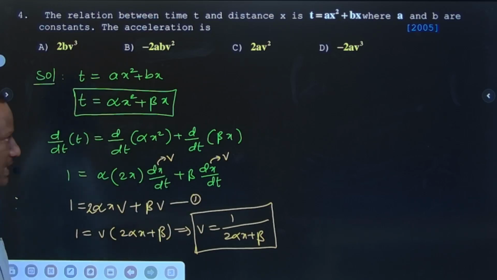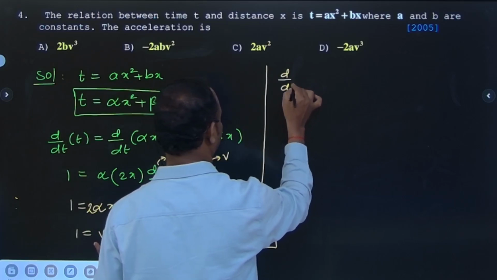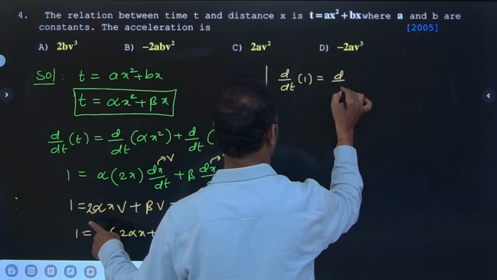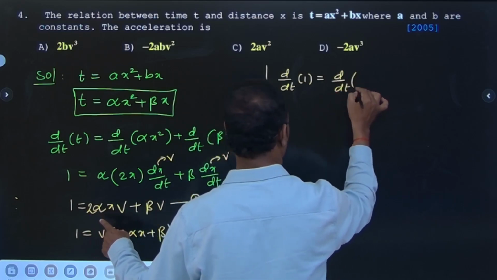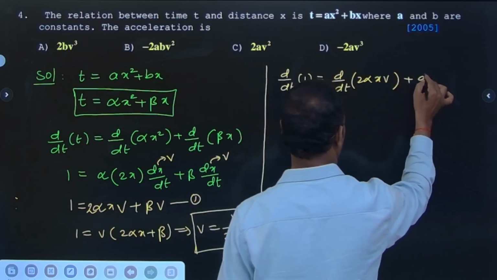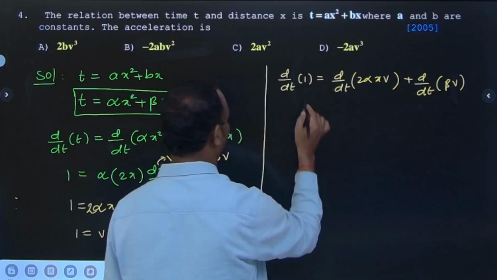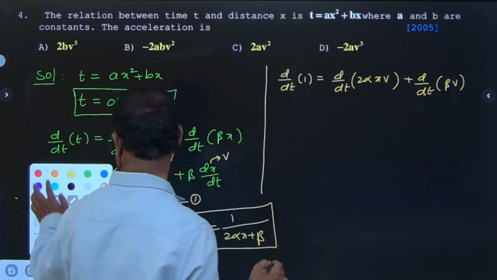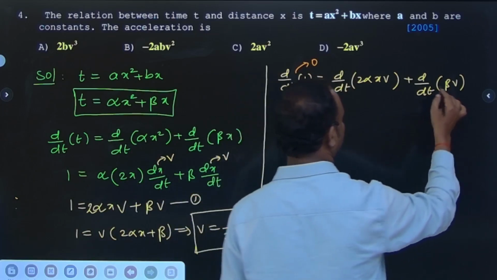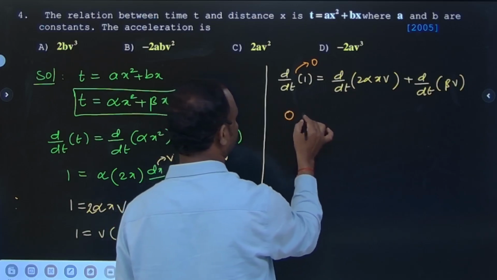Now I need to go for acceleration. To find the acceleration, again differentiate. D by dt of 1 is equal to d by dt of 2 alpha x v plus d by dt of beta v. Differentiation of a constant is 0. So next one is dv by dt. Dv by dt gives acceleration.